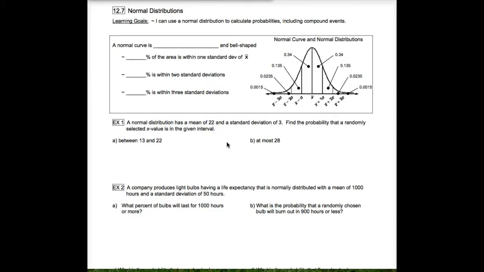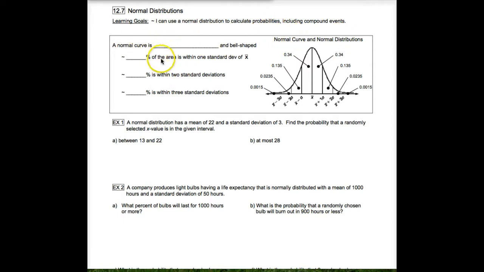All right, so we have looked at various things having to do with data, and we have talked about how to calculate our measures of central tendency as well as our measures of dispersion. Today's lesson, we're going to be talking about normal distributions, and this is related to our measures of dispersion because we're going to be using our standard deviation. So here, we want to be able to use a normal distribution to calculate probabilities, including compound events.